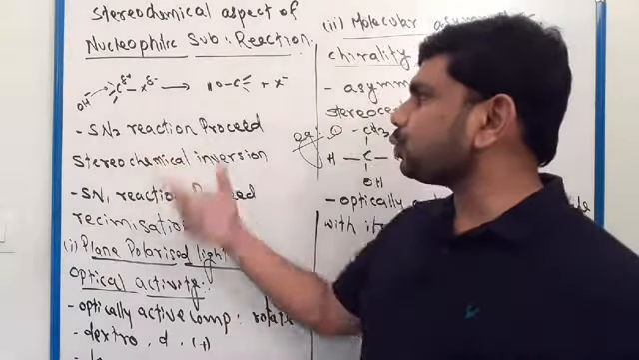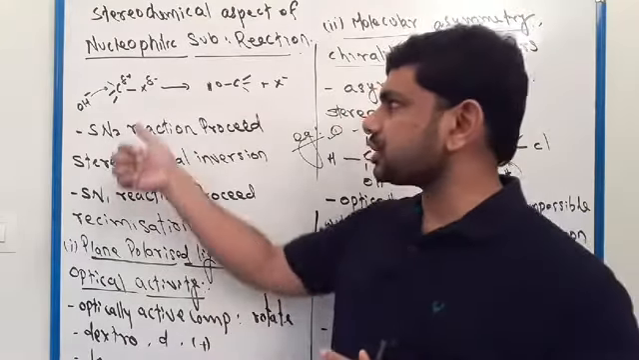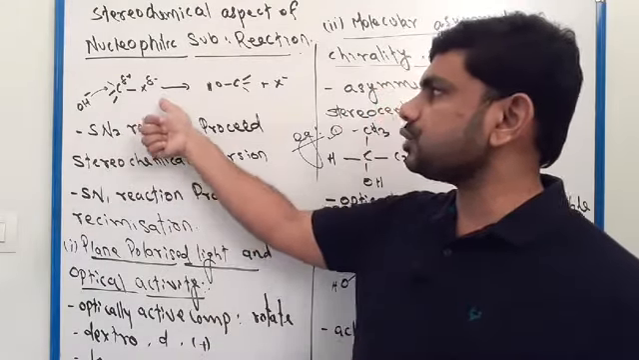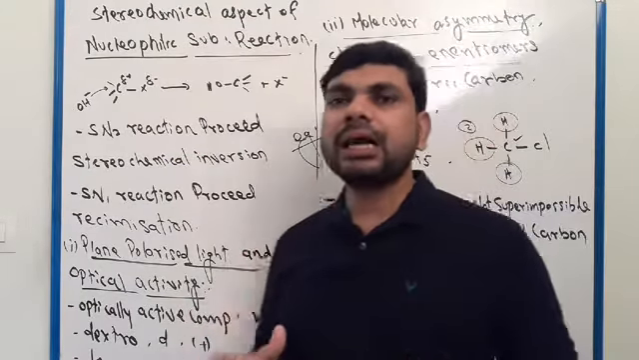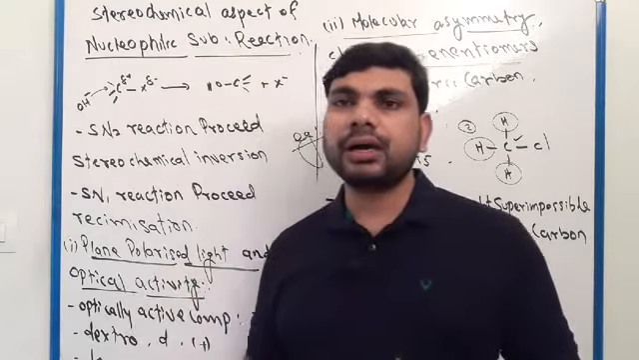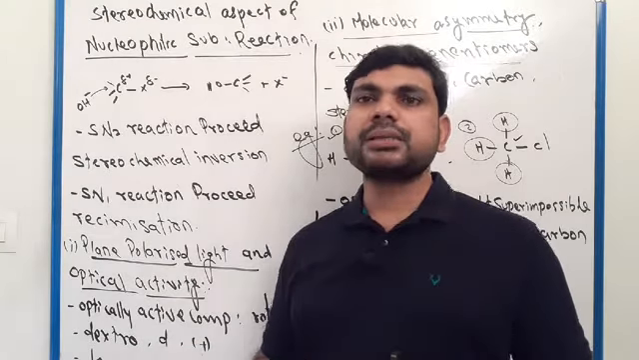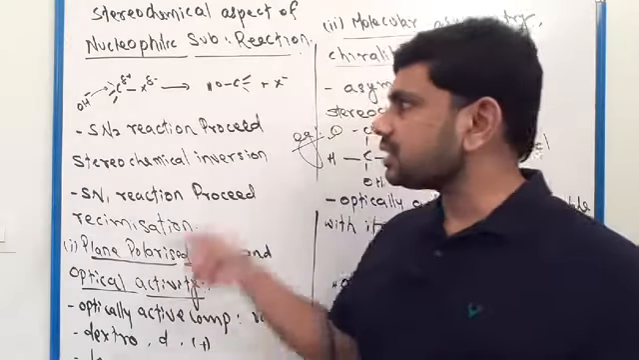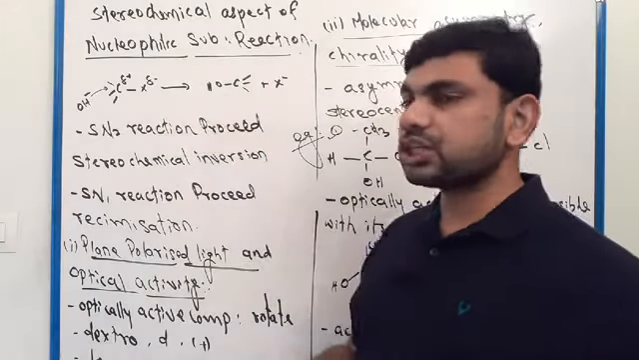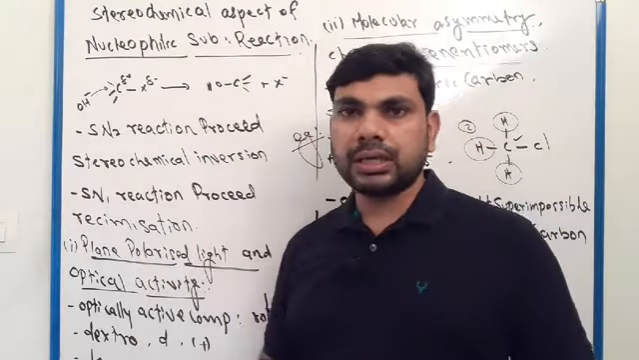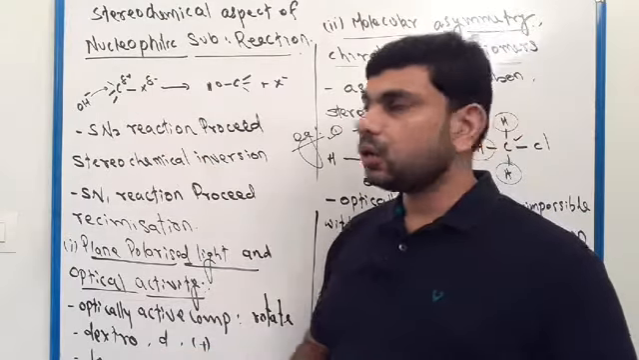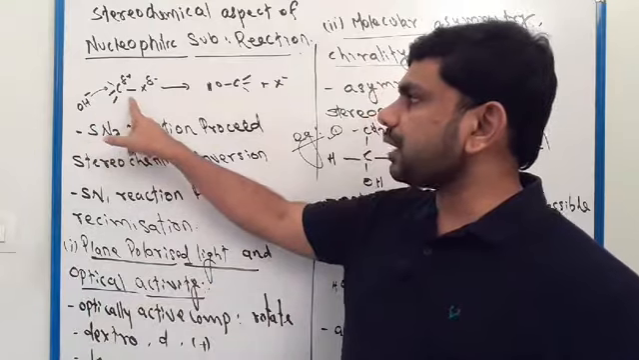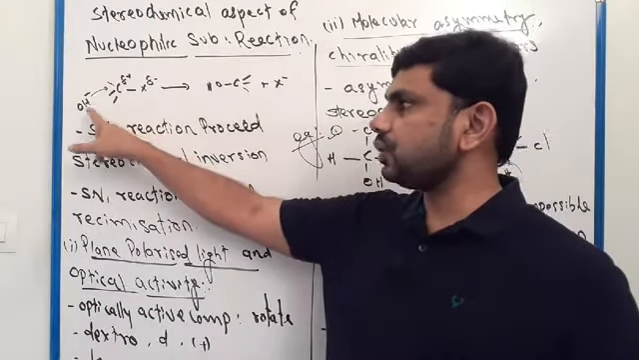about SN2 reaction. We know SN2 reaction. This is one example for SN2 reaction. SN2 reaction means a primary alkyl halide reacts with a nucleophile such as OH minus to produce a primary alcohol. This is a nucleophilic substitution reaction. SN2 reaction happens with primary alkyl halide. Look here, this is the primary alkyl halide, this is the nucleophile.